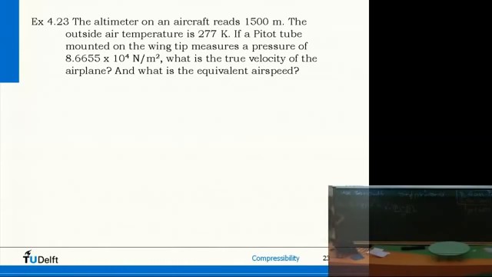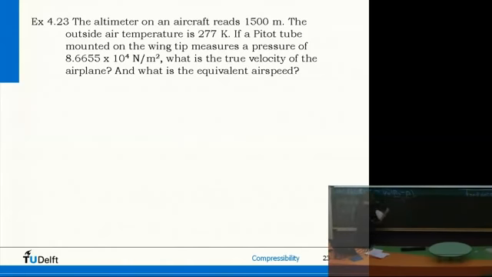So rho is P over RT. The pressure is given there. So please be aware, you use that pressure.